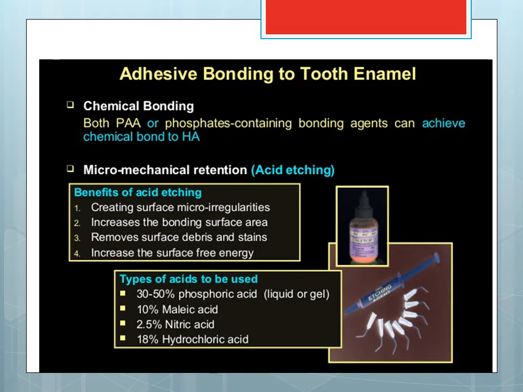Types of acids used: 30 to 50% phosphoric acid, but we go with 37% phosphoric acid, 10% malic acid, 2.5% nitric acid, and 18% hydrochloric acid. So these are the different etchants or acids that can be used, but we are using 37% phosphoric acid, which may be in the form of a liquid or gel.